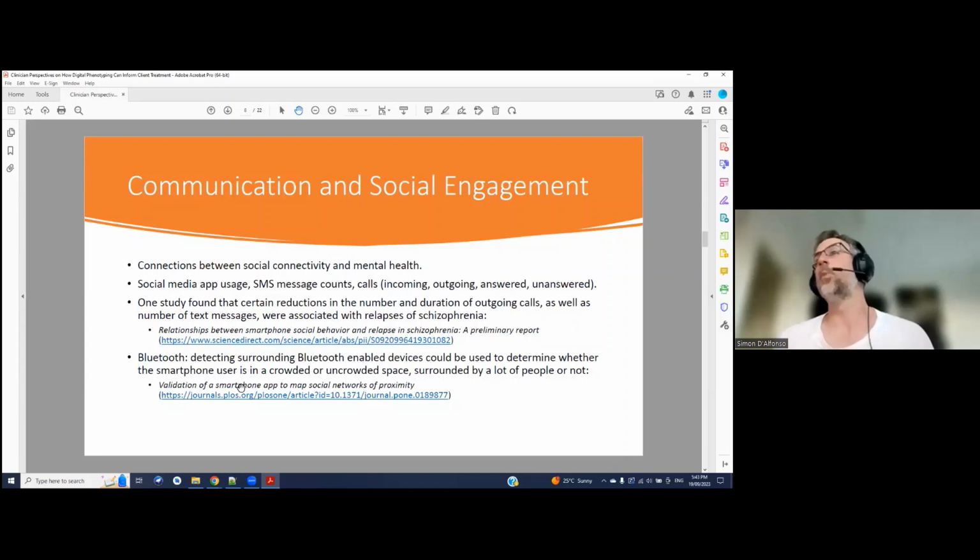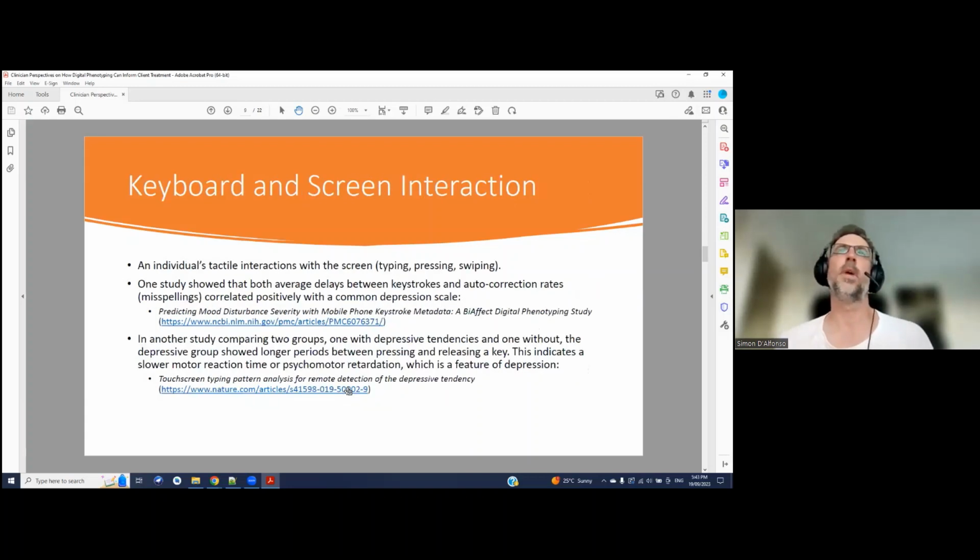And Bluetooth is an interesting one too. The possibility of detecting surrounding Bluetooth-enabled devices could be used to determine whether the smartphone user is in a crowded or uncrowded space, or surrounded by a lot of people or not. And this was one of the first proof of concept studies of this idea of using Bluetooth to determine social proximities and activity.